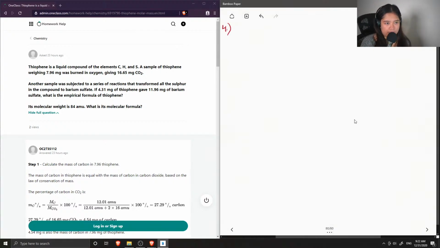So question 4 continued. And step 4 is to find the number of moles.